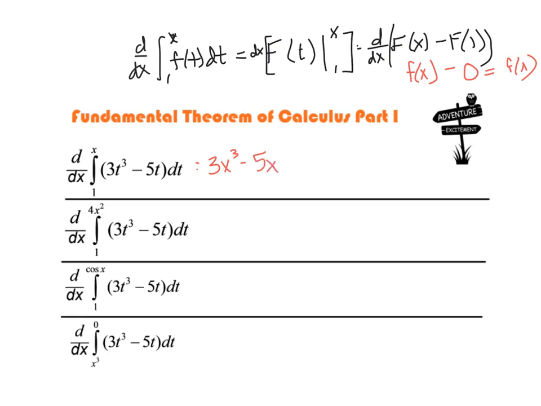Now, the next one says 1 to 4x squared. So here's what I want to do. I want to modify my work up top. So let's just say it was 4x squared here. So, of course, that would change this bound. And then I would have plugged a 4x squared in. And now, that doesn't change the fact that this derivative is 0. But if I'm going to take the derivative of big F of 4x squared, it would be little f of 4x squared.